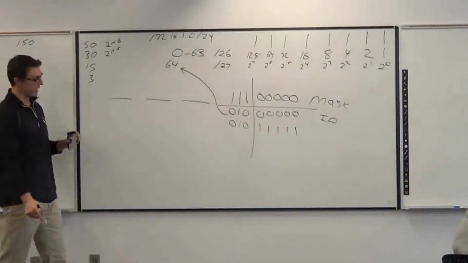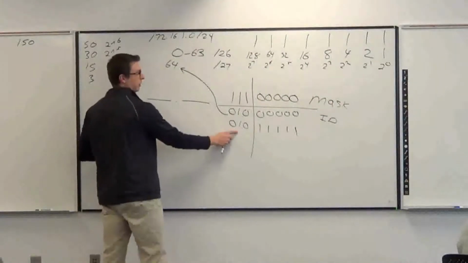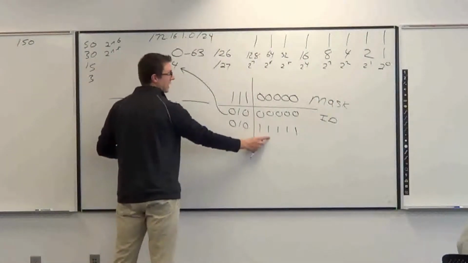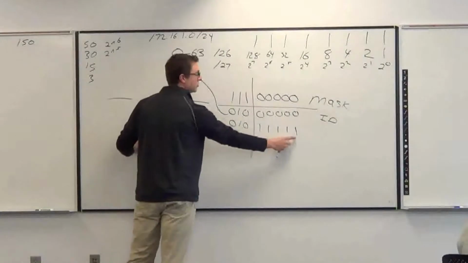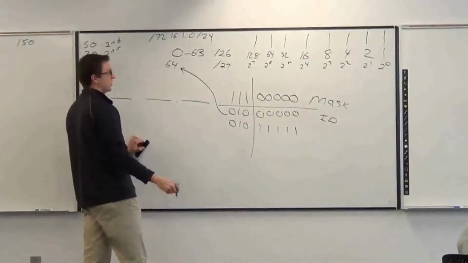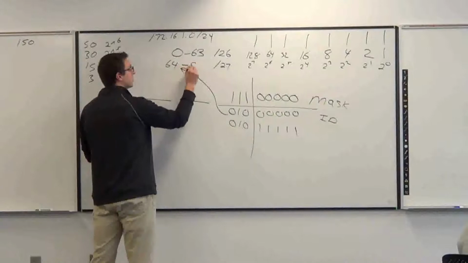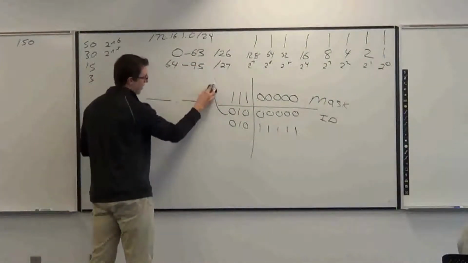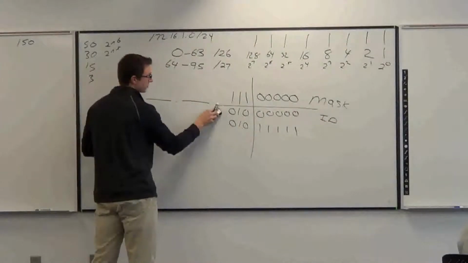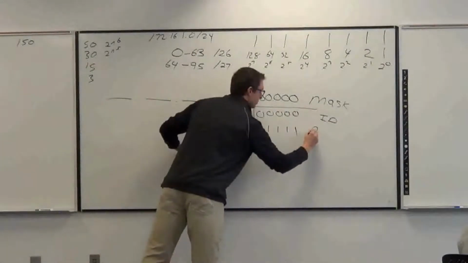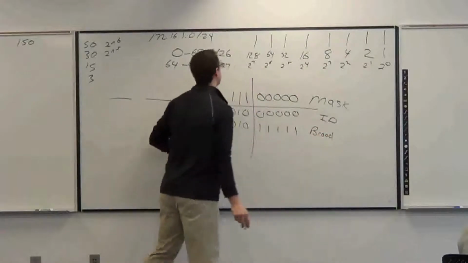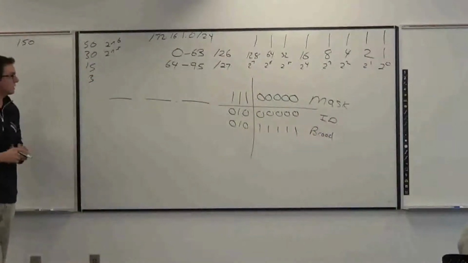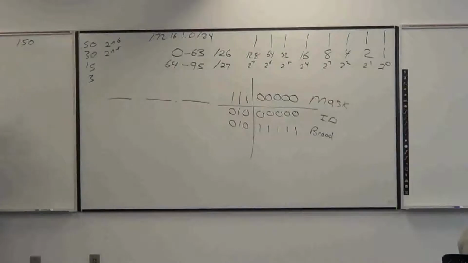Convert that number back. 64 plus a 16 plus an 8 plus a 4 plus a 2 plus a 1. That's 64 plus 31. That's 95. So now I have a second range, my broadcast. So now I have a second range between 64 and 95, but it has a subnet mask of a /27. Questions there?